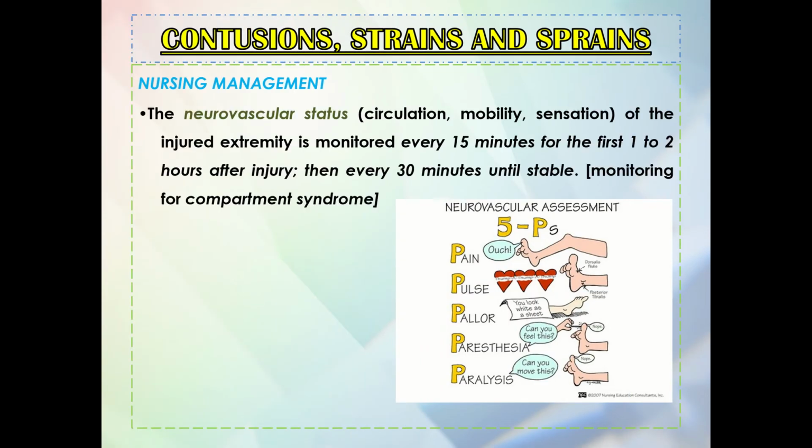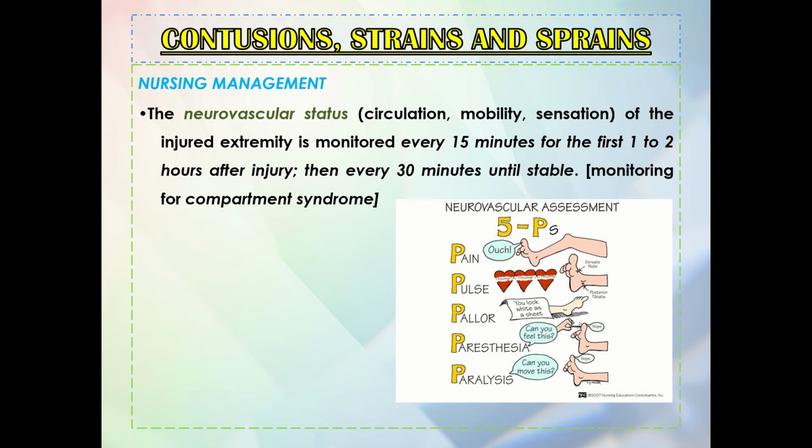Okay, so another nursing management is the neurovascular status. So remember this because for the entire discussion, we are going to refer to this as our nursing management sa mga may problema with musculoskeletal. So neurovascular status. We assess the neurovascular status of our clients involving the circulation, mobility, and sensation. So again, when we refer to neurovascular status, we refer to the circulation, mobility, and the sensation of the affected body part. So it is monitored every 15 minutes for the first 1 to 2 hours after injury.